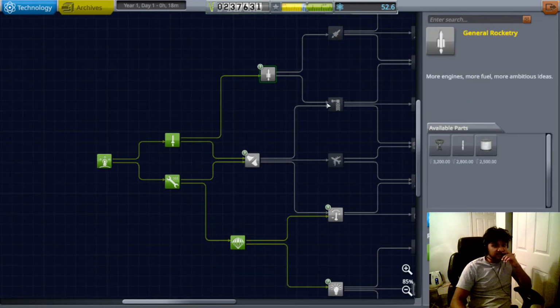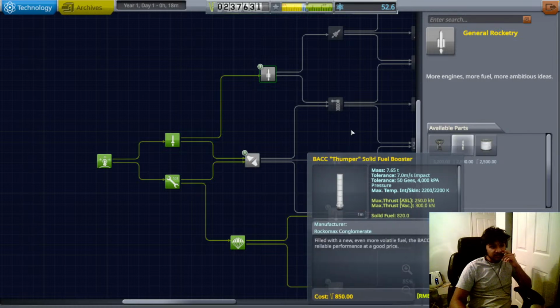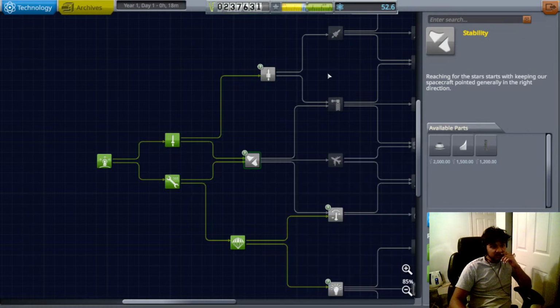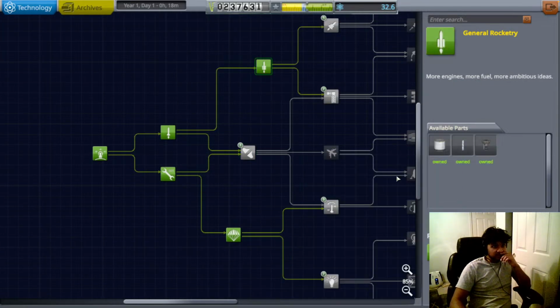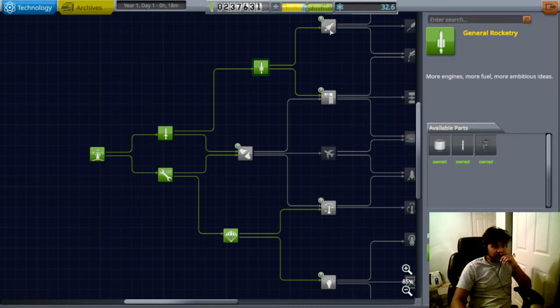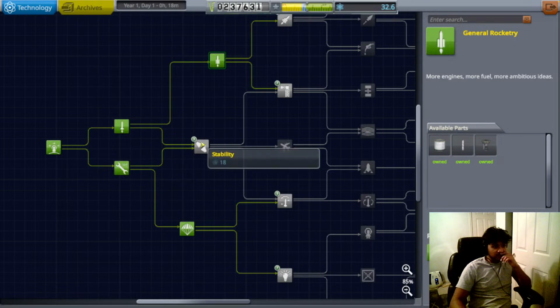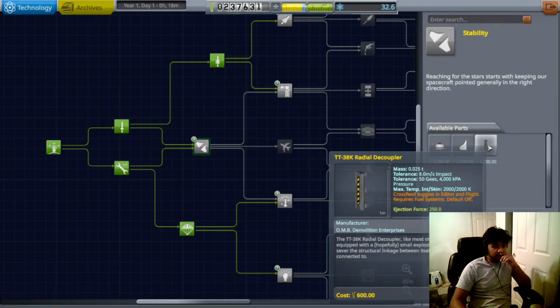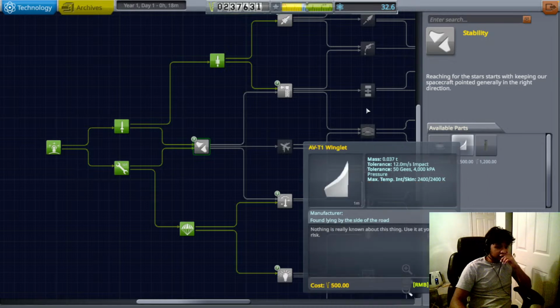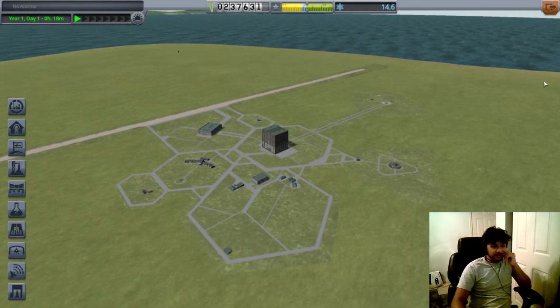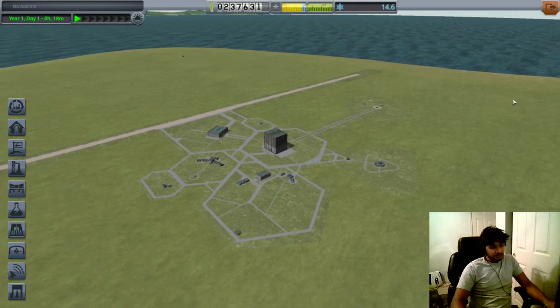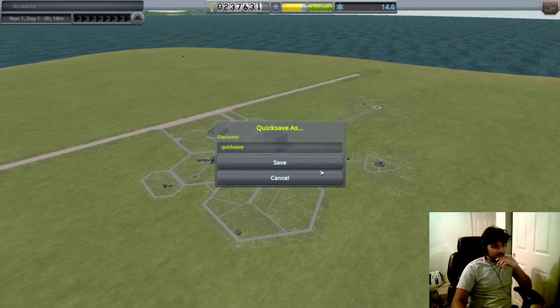What do we actually need, though? I think we are going to need the thumper. Yeah, I think we're gonna need the thumper, guys. I think that's what we're gonna need. And I mean, we could save up for those. A radial decoupler. Yeah. I think we'll take that too. See how it goes. And with that, let's go ahead and save.